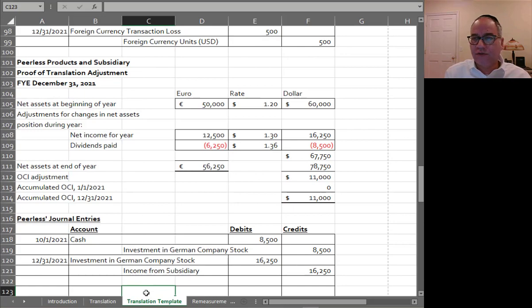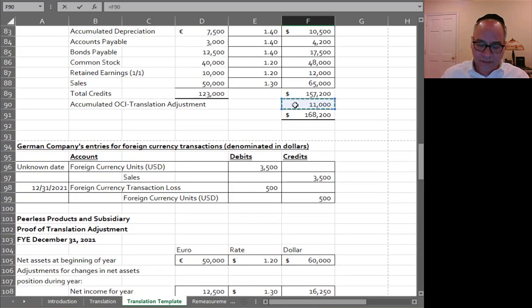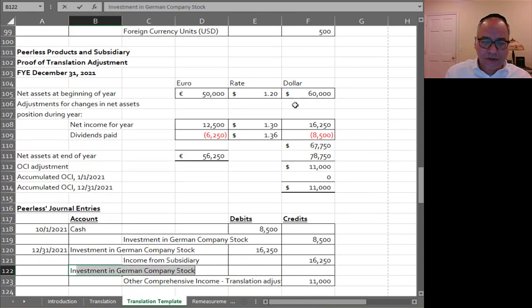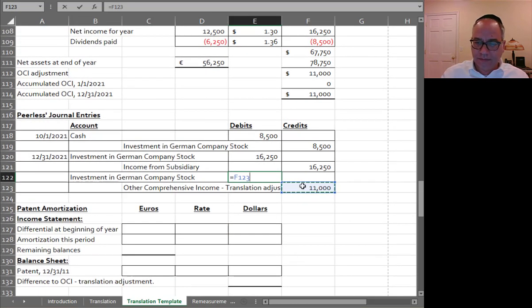And then the last thing you have to do is record the accumulated OCI. In this case, accumulated OCI is a credit because they had a gain. So this is going to increase other comprehensive income. It's a translation adjustment of $11,000. And the debit would also go to investment in German company, because this also increases the book value of the investment.